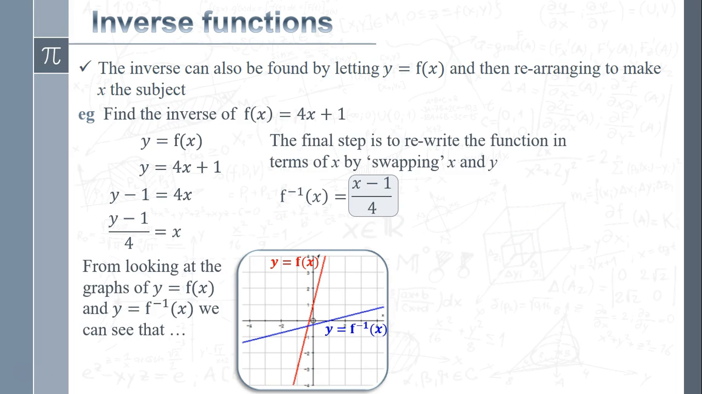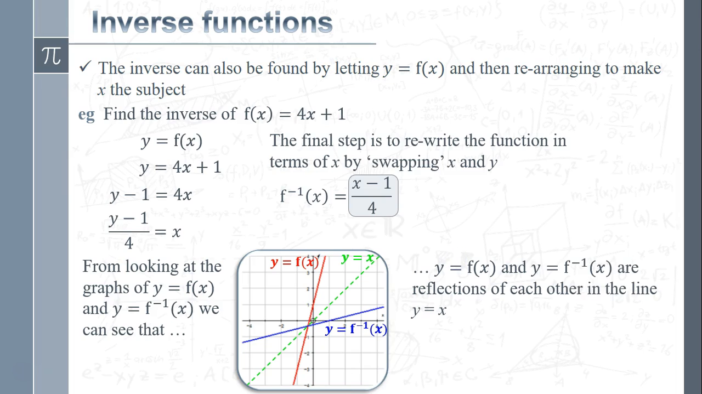This is taking it a little step further. If we have a look at the graph, the red line is y equals f of x, y equals 4x plus 1. The blue line is y equals f to the minus 1 of x, which is x minus 1 over 4. And what we notice from looking at these graphs is that if I draw that line up the middle there, that's y equals x. That green line there is a line of symmetry. Essentially, it's a reflection line, so if we reflect the red line in this green dotted line, we get the blue line, and vice versa.